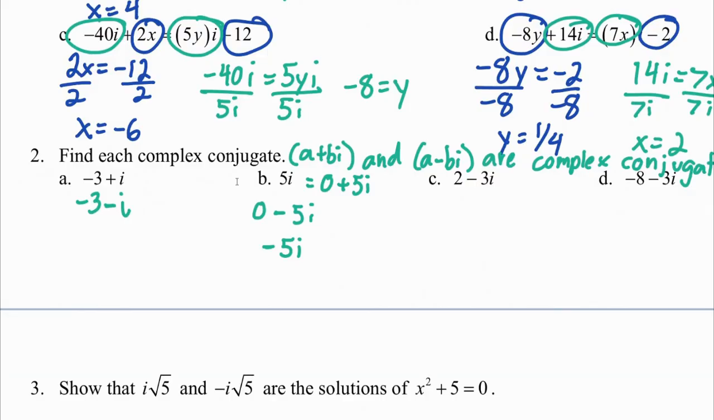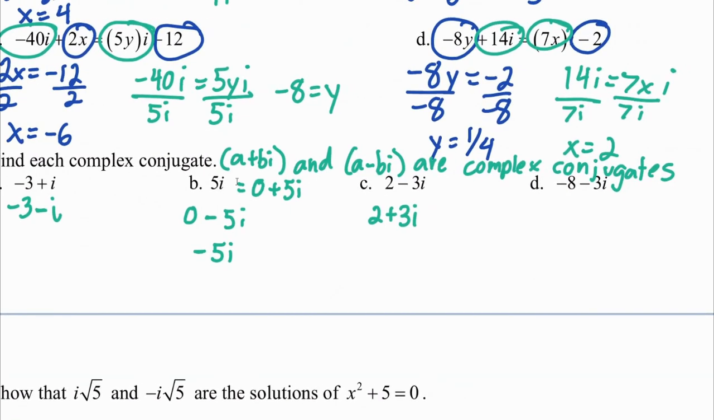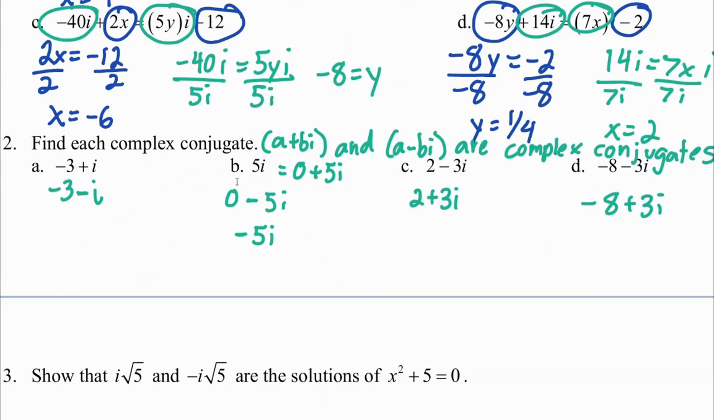Our next one is going to be 2 plus 3i. And what would our last one be? Negative 8 plus 3i. Again, the only sign that's changing is the one in between them. And we'll talk about why in a second. It's really similar to the fact that a plus b times a minus b is equal to a squared minus b squared, right? That difference of squares. And so that's why we use those conjugates. And we'll use those again in a second.